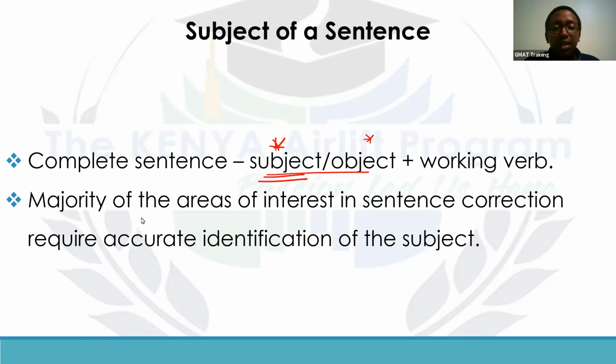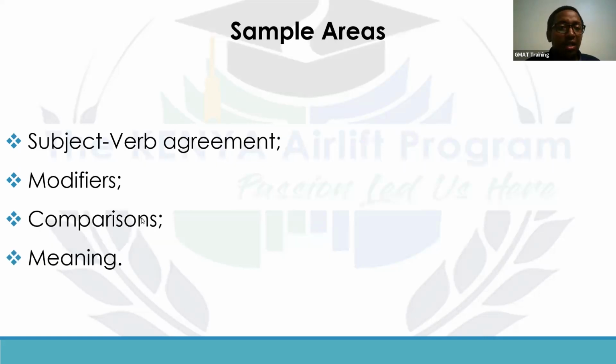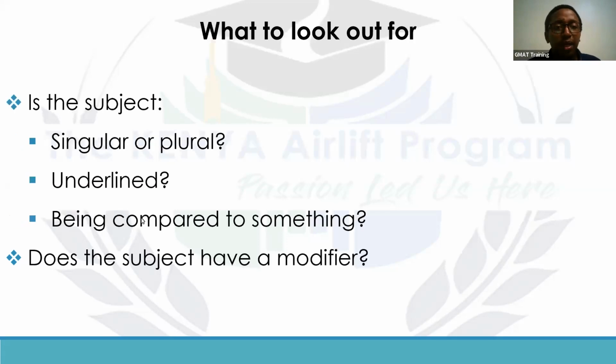So the majority of the areas of interest in sentence correction, the ones which are most popularly tested, require correct identification of the subject. Some of these areas include subject-verb agreement, modifiers, comparisons, and meaning. And we will see some examples of these so that we can know how you identify the subject and its influence on the way you handle your answer choice.